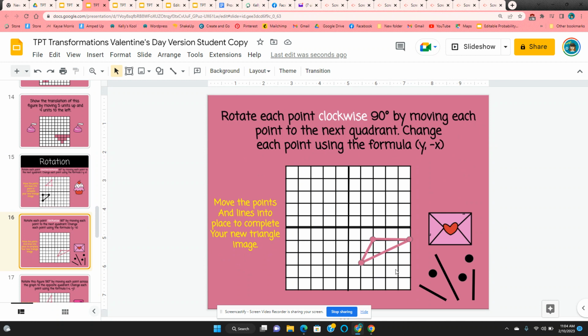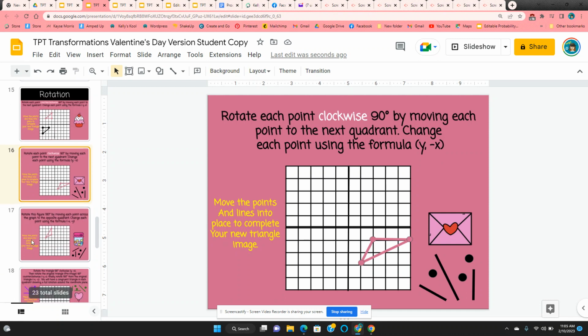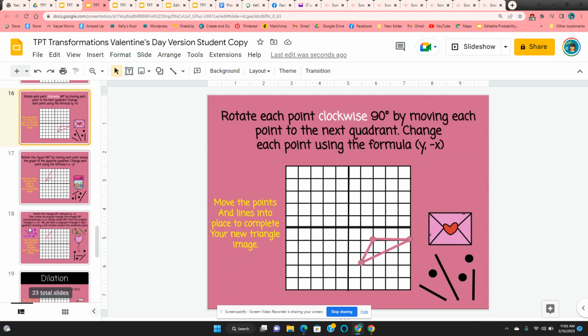Now the next one, they're going to be taking this triangle and moving it clockwise, which means it'll now be over here, 90 degrees, using the formula (x, y) becomes (y, -x). They take each one of these points, put it into the formula, and then create their new figure. They've got a couple more to do.